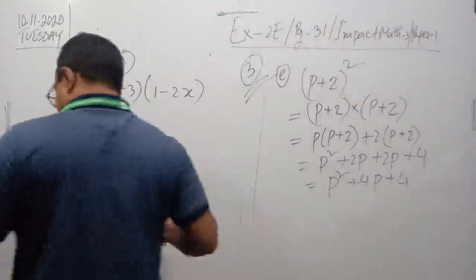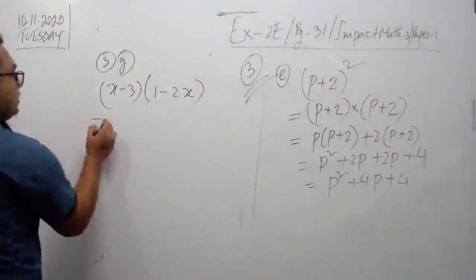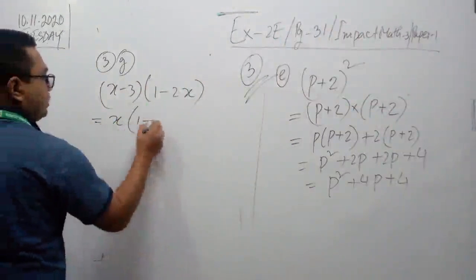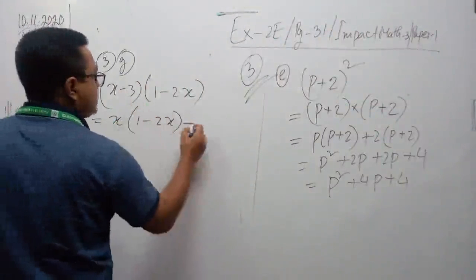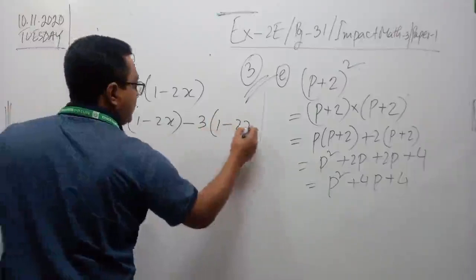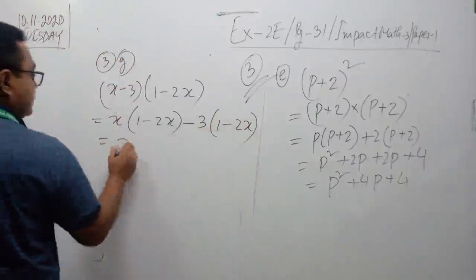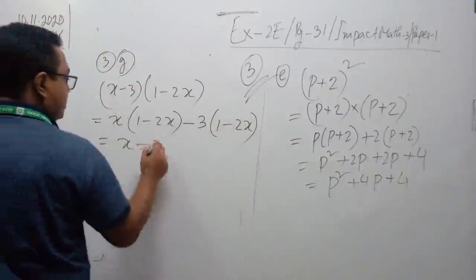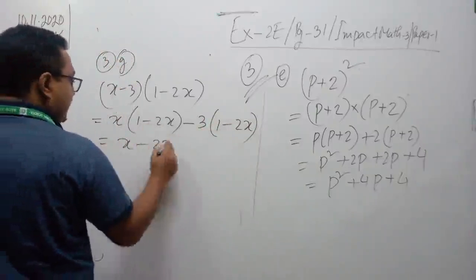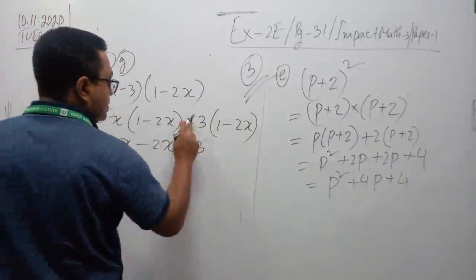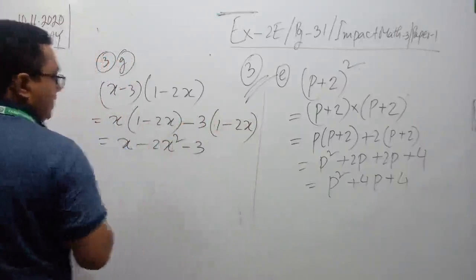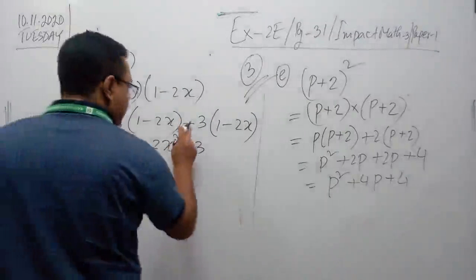Now, solve it. X into 1 minus twice x, minus 3 into 1 minus twice x. So, x minus 2x into x is 2x square, minus 3, because minus 3 multiplied by plus 1, and minus 3.